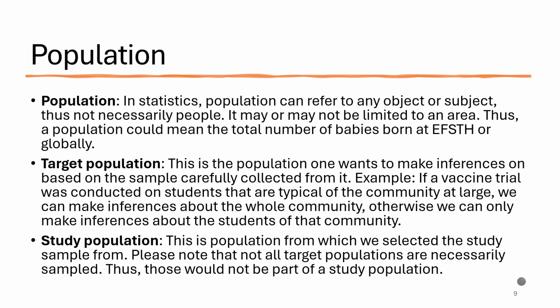Target population, this is the population one wants to make inferences on based on the sample carefully collected from it. An example, if a vaccine trial was conducted on students that are typical of a community at large, we can make inferences about the whole community. Otherwise, we can only make inferences about the students of that community, right? So target populations are very important to identify, as it actually guides how you would go about sampling your data.